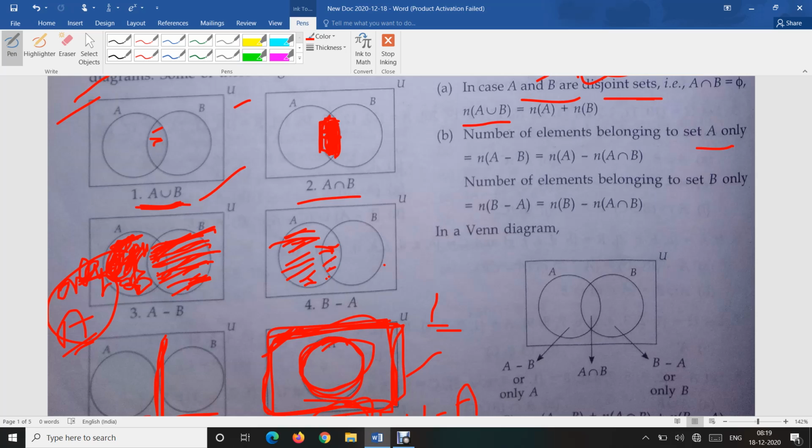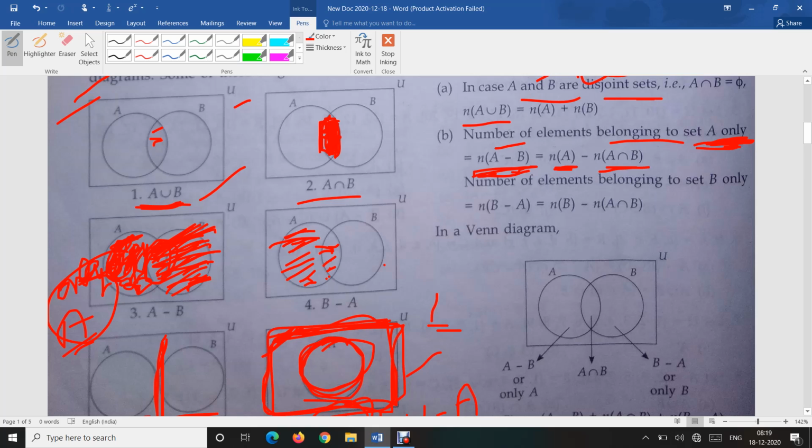Similarly, if we want to find the number of elements belonging to set A only, see, only is the most important term here. This only has the most value. So the number of elements belonging to set A only will be n of A minus B. That means we are subtracting the whole portion of B and also the intersection portion. So n of A minus B is equal to n of A minus n of A intersection B.